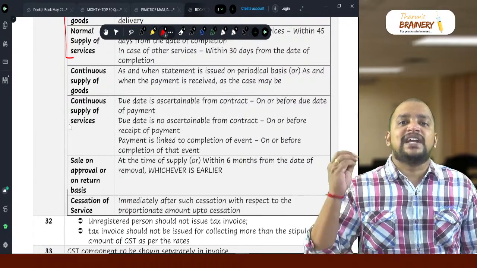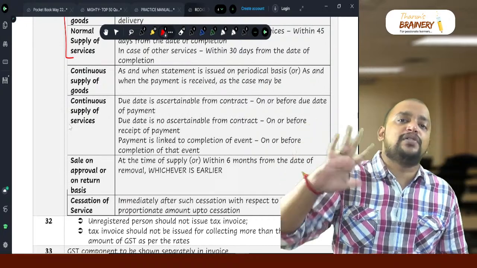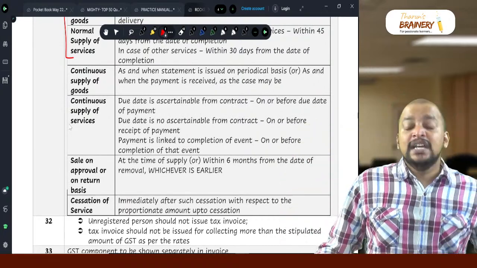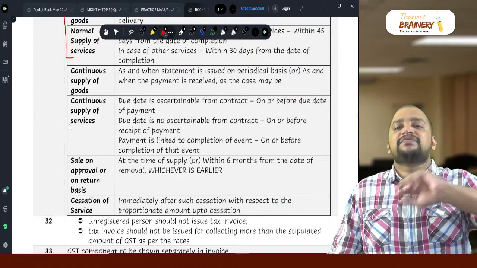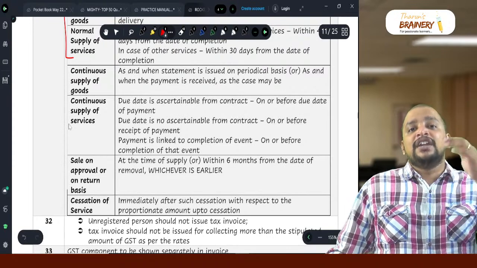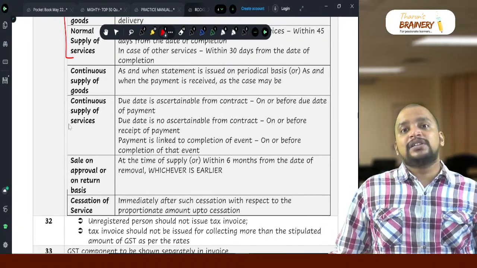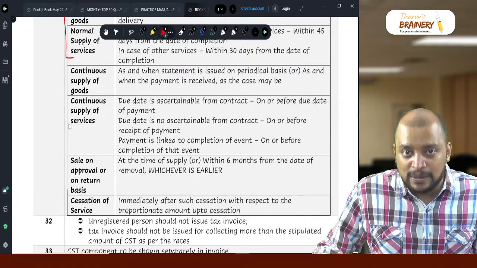Okay. Then in case of continuous supply of services, we need to see whether the installment date is specified in the contract. If the installment date is specified in the contract, such installment date will be taken as the due date of invoice. If the installment date is not specified in the contract, but the payment is linked to completion of an event, whenever an event is completed, at that time only the payment will be received. So then the date of completion of that event will be taken.